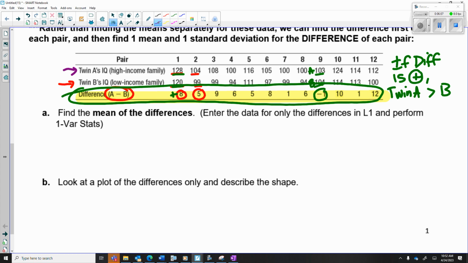And the one mean that we find, because it's a sample, is going to be called X bar D. And that stands for the mean of the differences between the two groups. And we can also find the standard deviation S sub D, standard deviation of the differences.